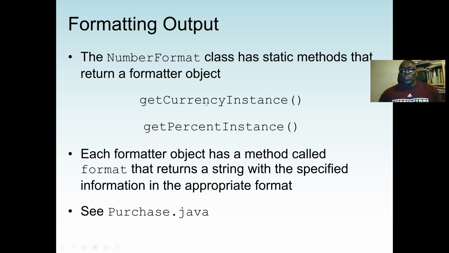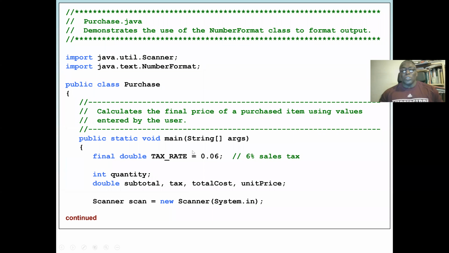But again, these two methods are called static methods. Why? In order to call these two methods, I don't need to create an object. So these two methods belong to the NumberFormat class. Again, in order to use the NumberFormat class, I also need to import the java.text package. So we're going to see an example on the next page.